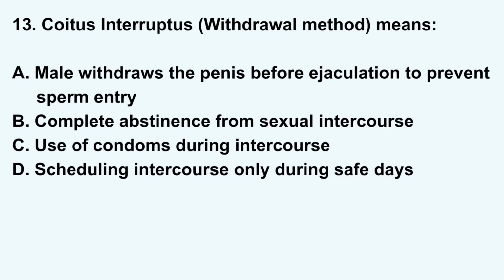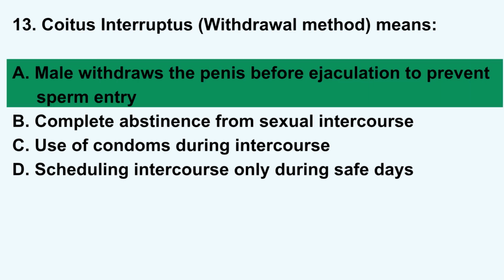Coitus interruptus, or withdrawal method, means: A. Male withdraws the penis before ejaculation to prevent sperm entry, B. Complete abstinence from sexual intercourse, C. Use of condoms during intercourse, D. Scheduling intercourse only during safe days. Correct answer: A. The withdrawal method involves removing the penis before ejaculation to reduce sperm entering the vagina.